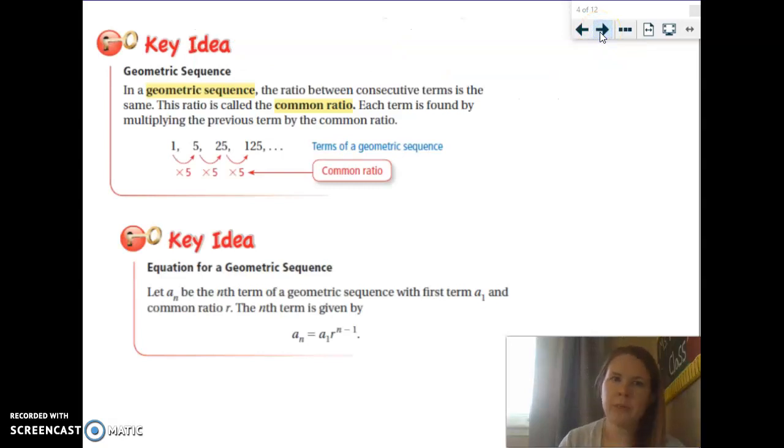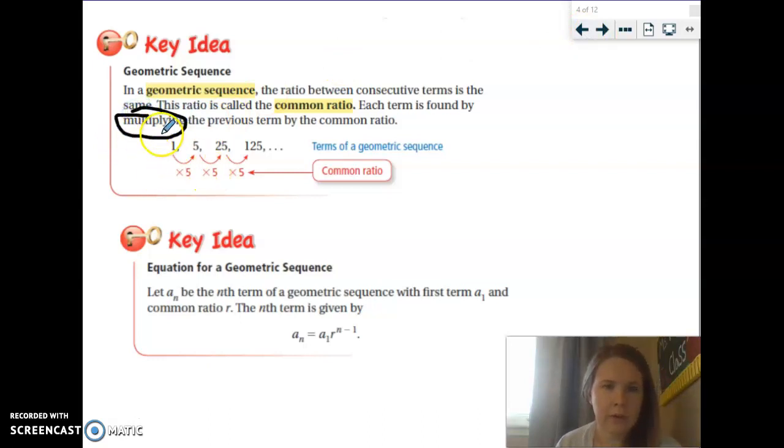All right, so it says a geometric sequence. In a geometric sequence, the ratio between consecutive terms is the same. This ratio is called the common ratio. This is something we also saw in our arithmetic sequences, where something was always going to be added by 5 or added by 10. That's still the same. You're still going to have your common ratio. It says each term is found by multiplying the previous term by the common ratio. So this time we're seeing that everything is going to be multiplied.